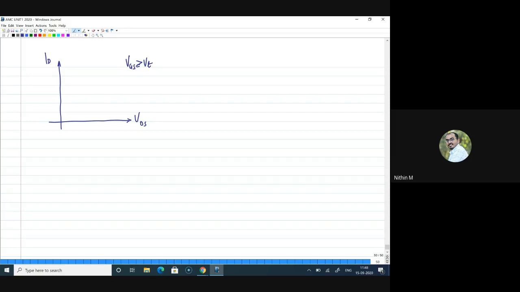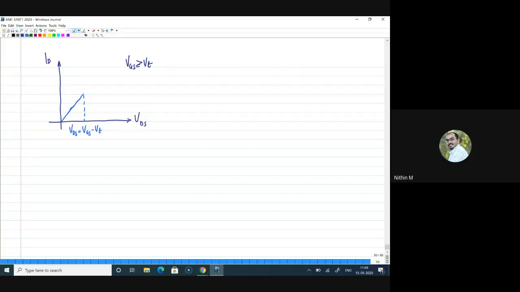As per our initial discussion, when your VDS is very small, you get a current which is proportional, and as VDS keeps on increasing, your current is also increasing because there is a channel present there. Now when it reached a specific point, I'm marking that voltage as when your VDS reached VGS minus VT. At that point, we have observed this.